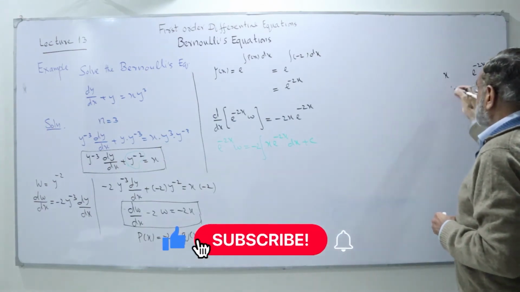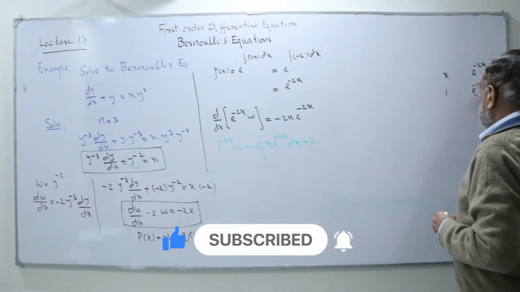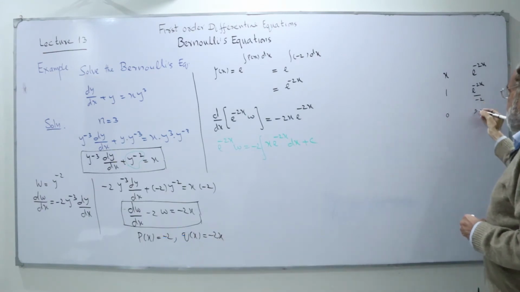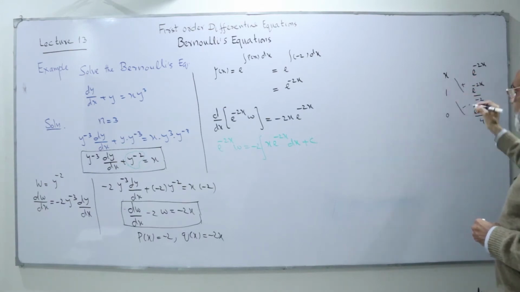So I take the derivative of this one, the derivative of this one is 1. The integral of this one is e to power minus 2x over minus 2. Then the derivative of this one is 0. The integral of this one is e to power minus 2x over minus 2, which is 4. Here we multiply plus, multiplying here by minus.